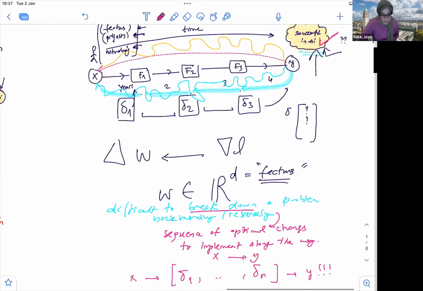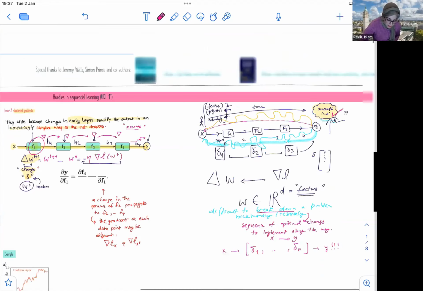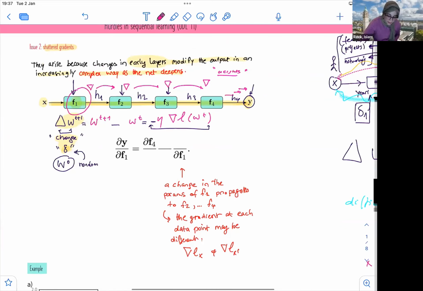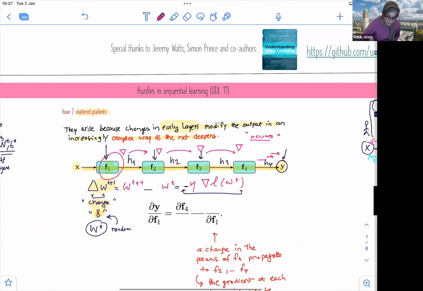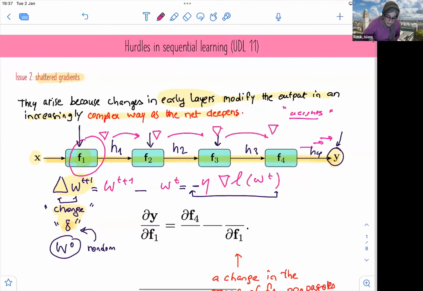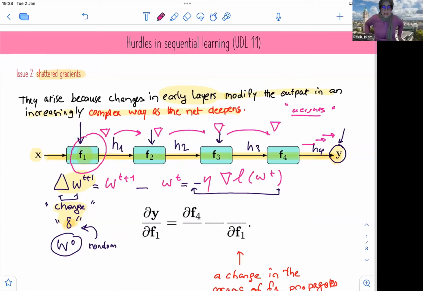Now let's get back to our problem. So here we talked about shattered gradient. So what are those? Before I explain this problem, the idea here is getting a bit closer. We said that we needed to identify the change, okay?